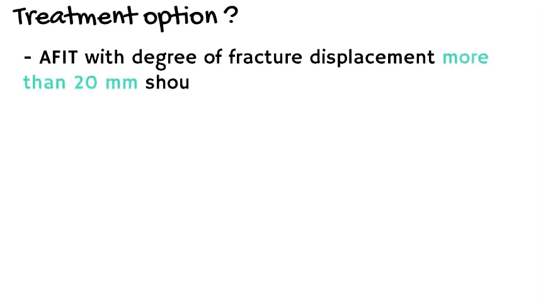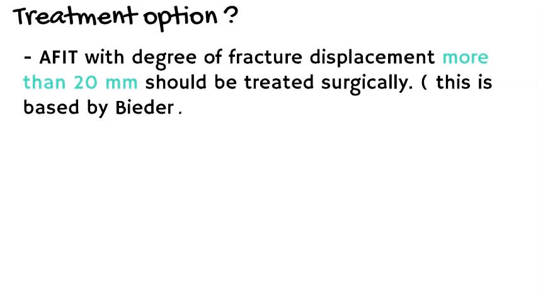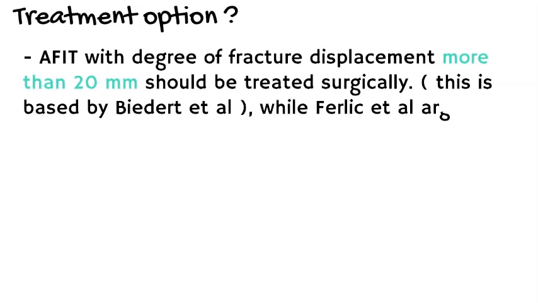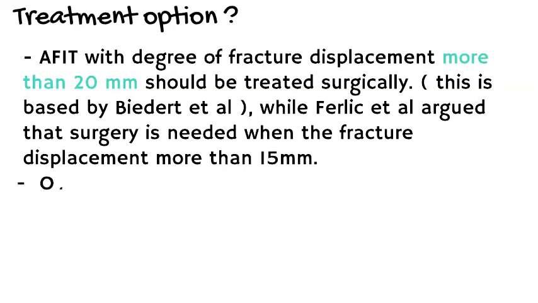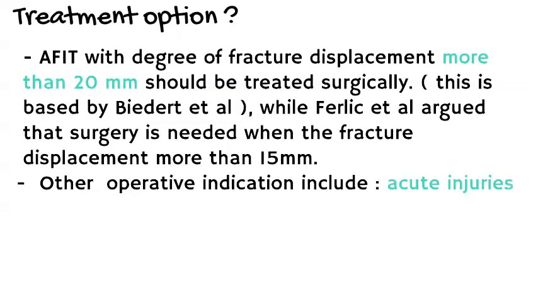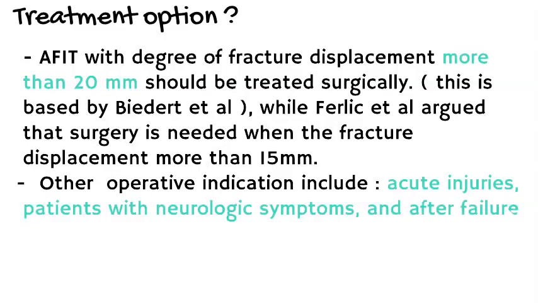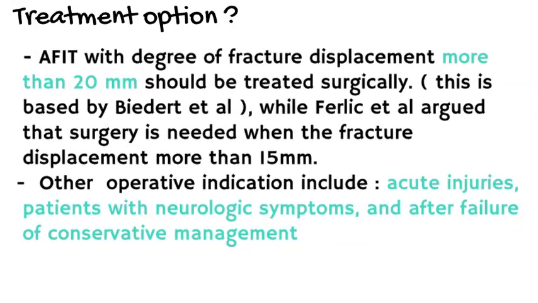Avulsion fracture of the ischial tuberosity with a degree of fracture displacement of more than 20 mm should be treated surgically. This is based on Bedded et al., while Ferlich et al. argued that surgery is needed when the fracture displacement is more than 15 mm. Other operative indications include acute injuries, patients with neurologic symptoms, and after failure of conservative management.